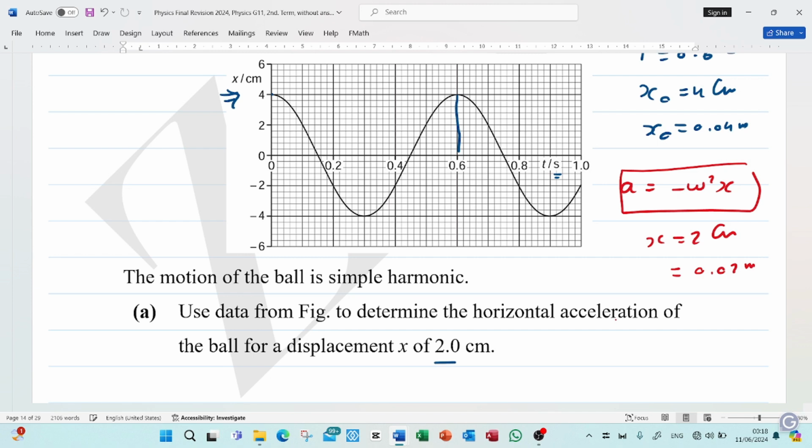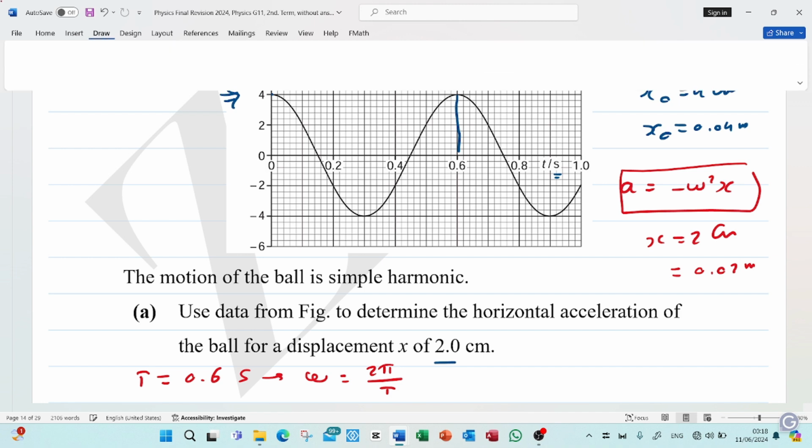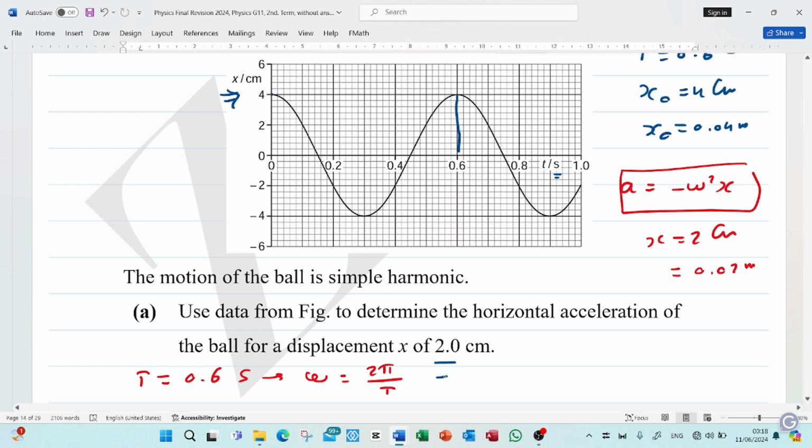Now we need omega. Omega comes from the time period. Already we have the time period from the graph. The time period is 0.6 seconds. Then we can get omega. Omega equals 2 pi over T. Then omega equals 2 pi over 0.6. The answer here is 10 over 3 pi radian per second.